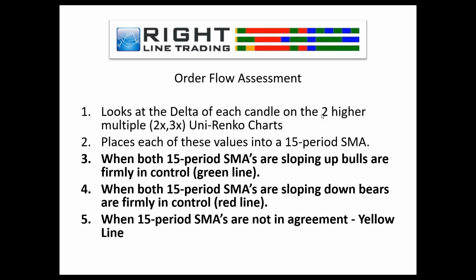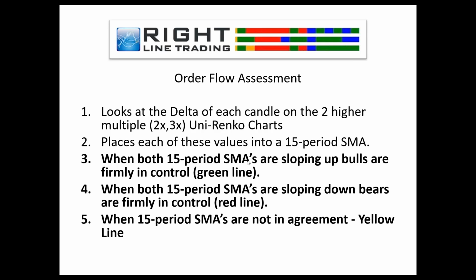Now, what we want to do is discard 1/3 of the data, and that's the data that doesn't fall within that bell-shaped curve. So the way that we do it is we put the delta into a 15-period moving average and create two moving averages based off the absolute delta value of the two higher time frames. Now, when both 15-period SMAs are sloping up, the bulls are firmly in control because we have essentially eliminated almost all of the outlying data, or made that outlying data almost irrelevant.